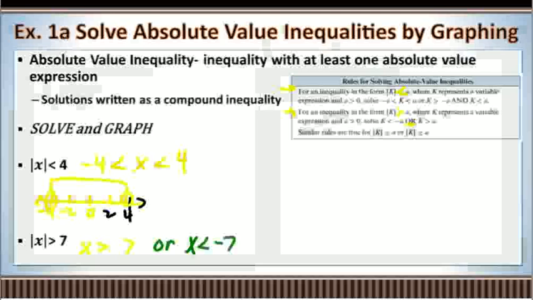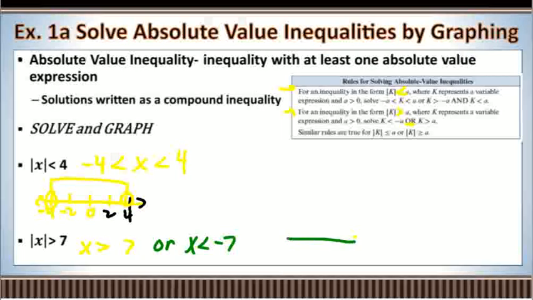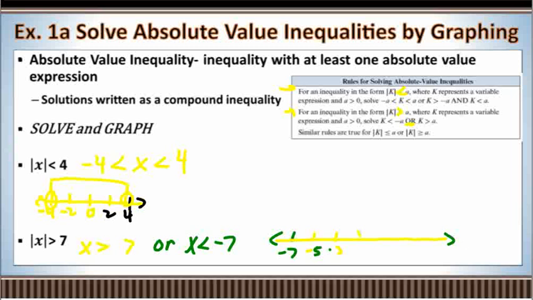And going back to that one, you've got to graph that one, so let's graph this. This would be negative 7, negative 5, negative 3, negative 1, 1, 3, 5, 7. Open circle on both negative 7 and 7. They go in opposite directions because of the or.